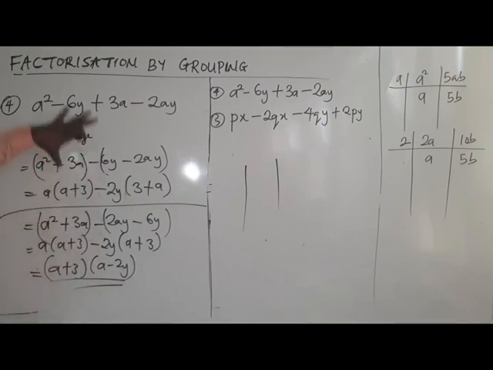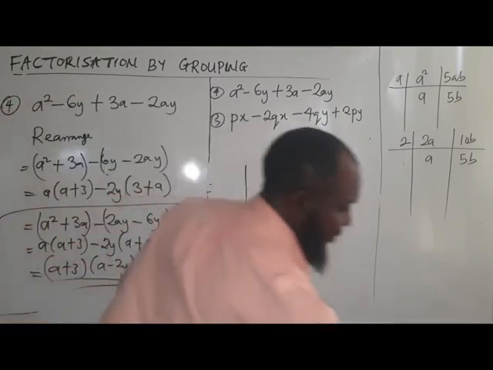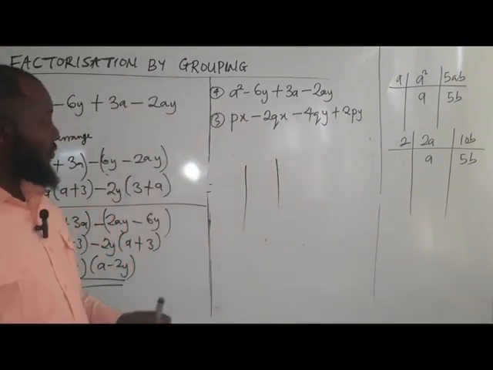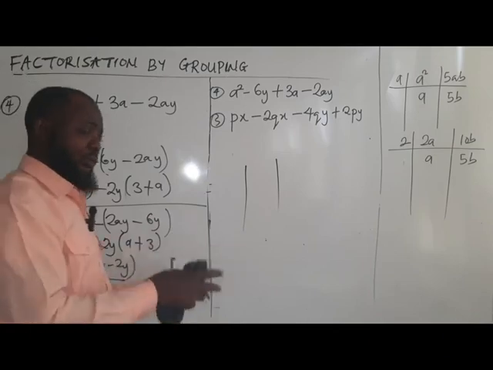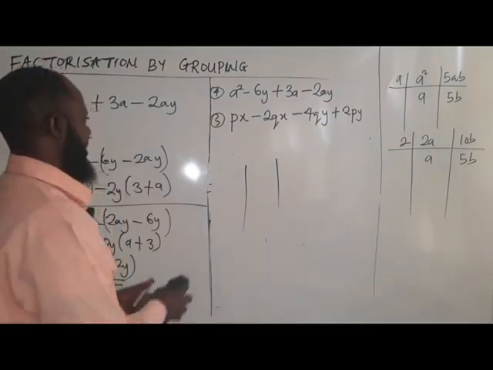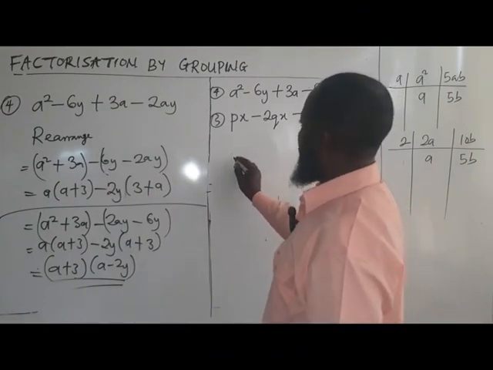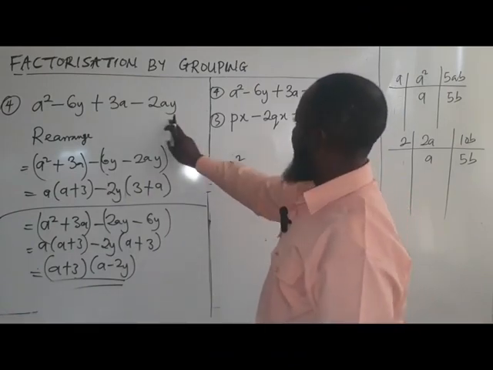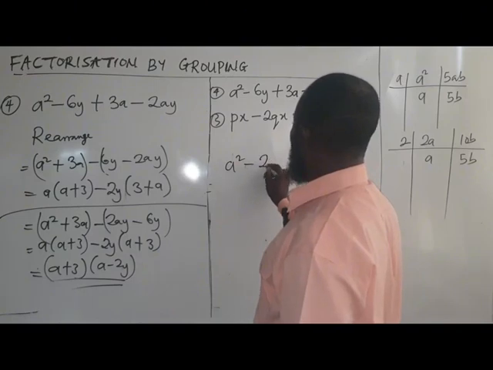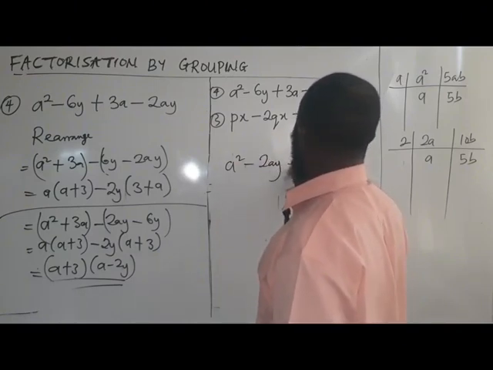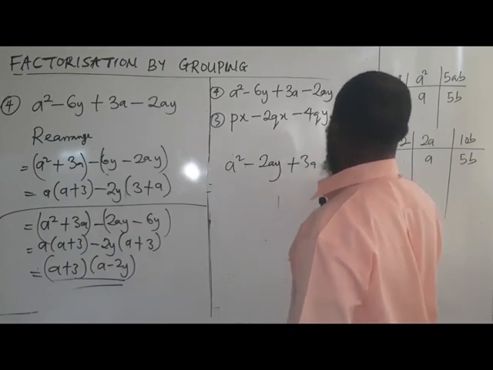And this can also be rearranged in another form. Let's rearrange it again, so that if you are writing the exam, and the exam wants to know if you copy, you can do it this way, do it another way, you still get the same answer. So let's rearrange again. I want to rearrange in another form, so I can have a squared, and bring this one to the front, minus 2ay, right? Because this one, I can then bring this one, plus 3a, now put this one at the back, 6y.